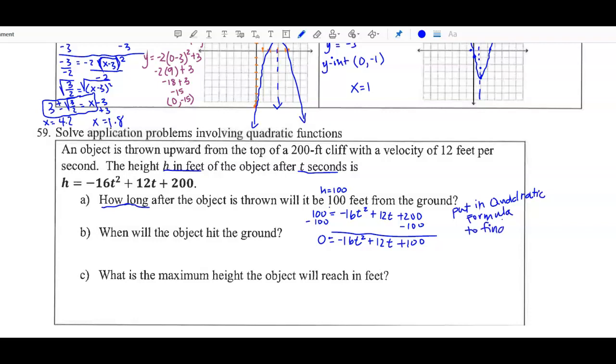To find x. Okay, and so that's, or sorry, t. We're finding t, not x on this one.